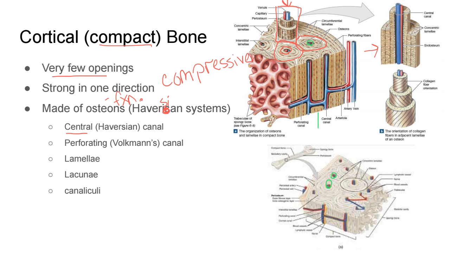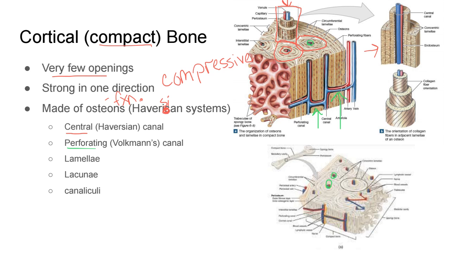The ones that are here going side to side, these canals here that are perpendicular to those central canals, those are the perforating canals, also called Volkmann's canals. So these perforating canals are going to connect the central canals of the various osteons. So again, it's allowing exchange of nutrients throughout the bone here.